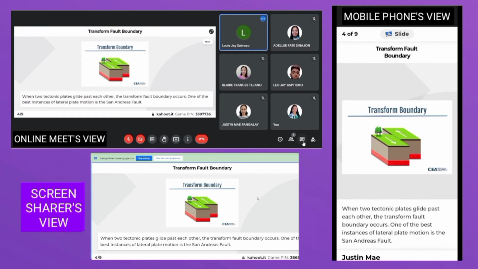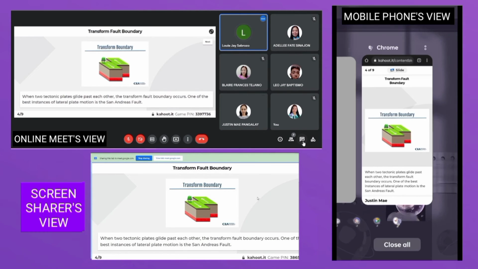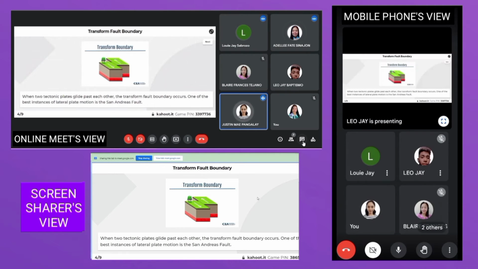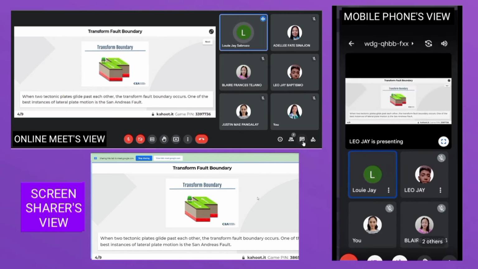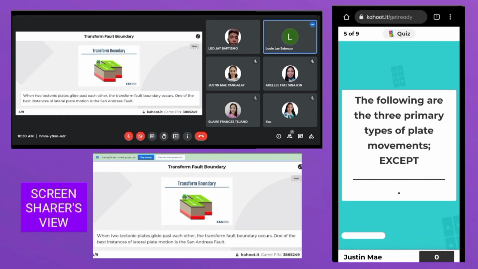Any question or clarification regarding the topic? None so far, sir. Okay, it seems that you have understood the lesson very well. I want you to be prepared for my game quiz to test your learnings in my discussion a while ago. This quiz consists of 4 questions. Each question has 20 seconds to answer. So try your best, and let's start our game quiz.